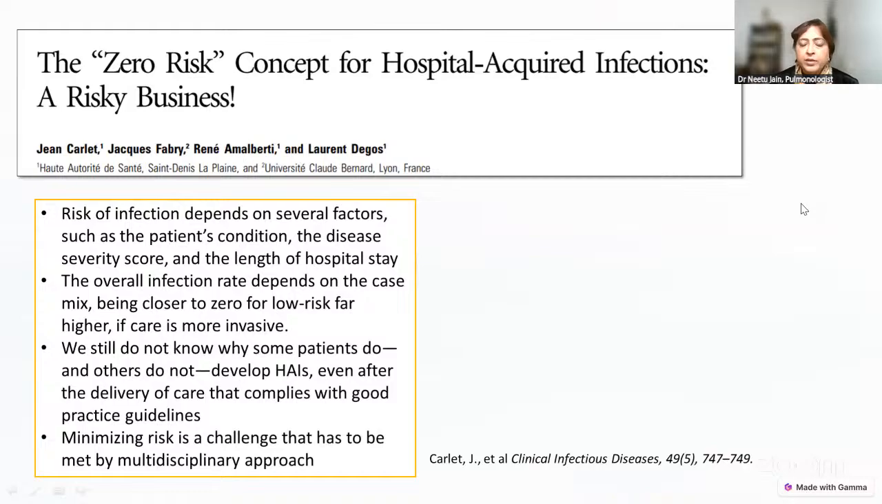It depends upon whether the patient is immunocompromised. There should be zero ICU-acquired infection. It would be very difficult to explain to the patient's relative or the patient why the patient developed ICU-acquired infection.